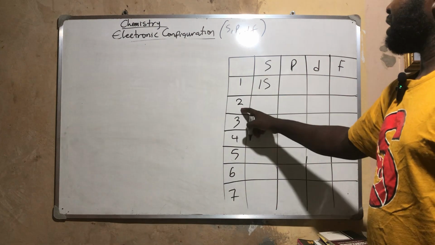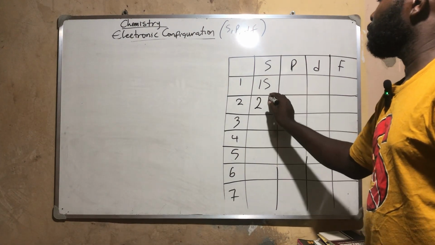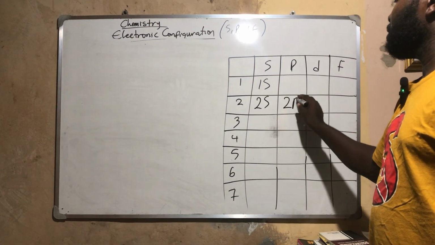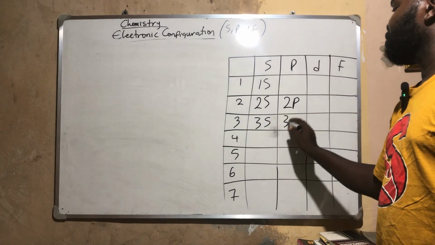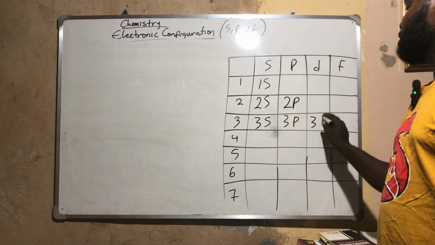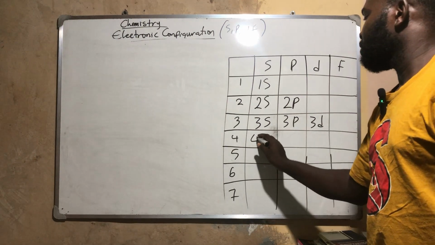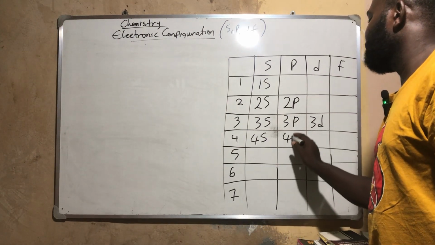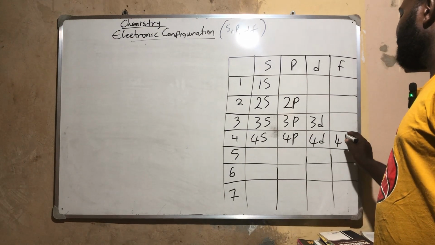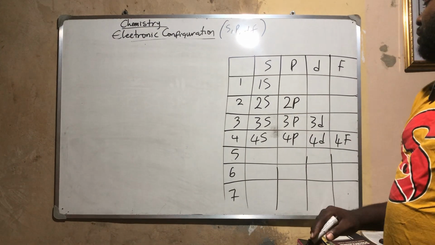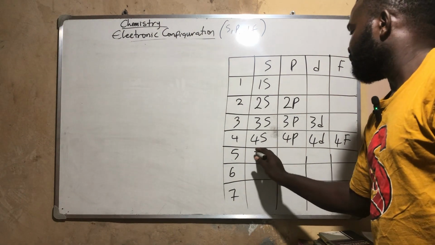I have 2S and 2P because they are 2. So the next one is 3. So I have what? 3S, 3P, and what? 3D. So the next one is what? 4S, 4P, 4D, and what? 4F.